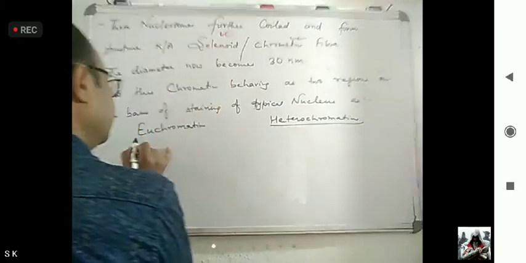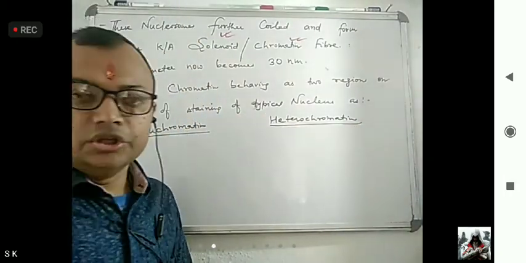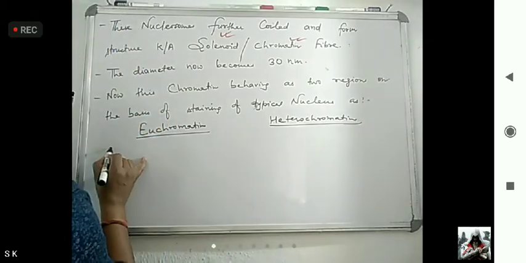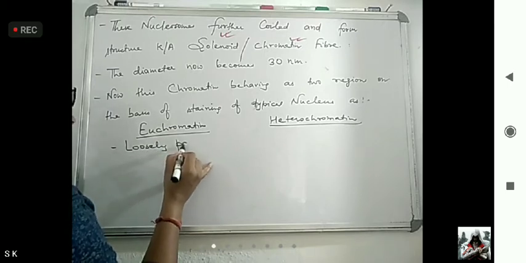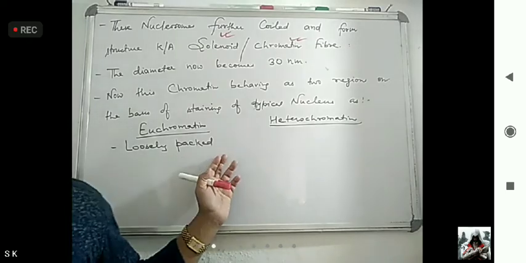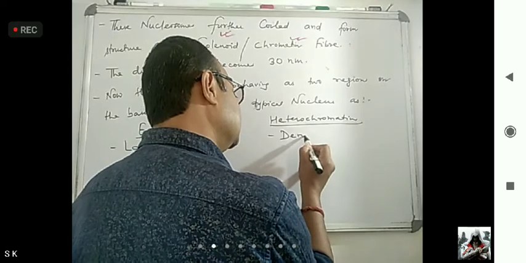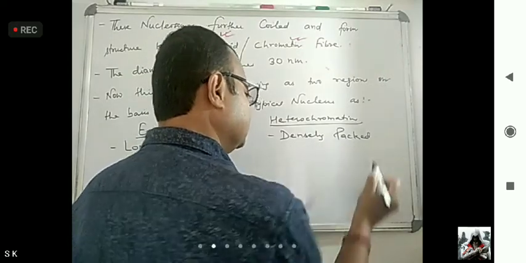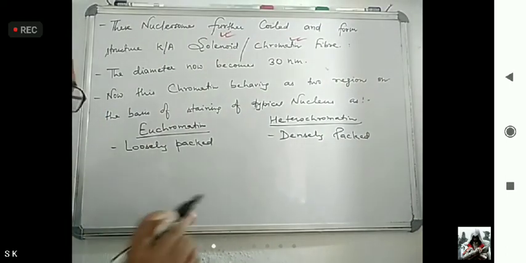One is euchromatin and one is heterochromatin. Now, what are these? Euchromatin means loosely packed chromatin fibers. Heterochromatin is densely packed chromatin.